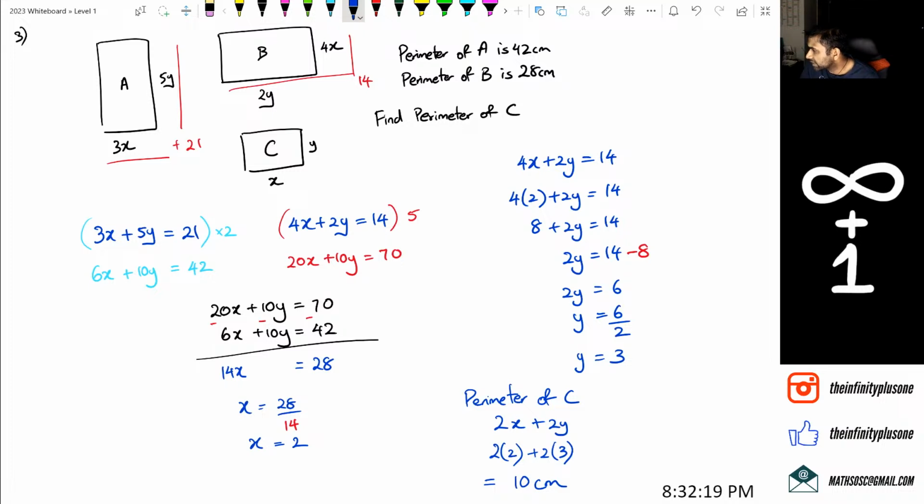How do I differentiate? No, it's a different one. Why did I multiply by 5 and 2? Because I actually wanted to eliminate y. If I wanted to eliminate x, I would have multiplied one of them by 3 and the other one by 4. So that's why I actually did the y. I mean, you could have picked x as well. It doesn't really matter.